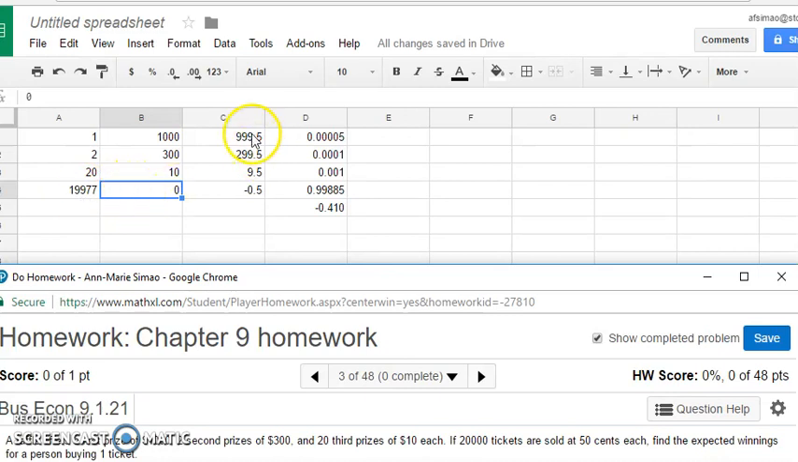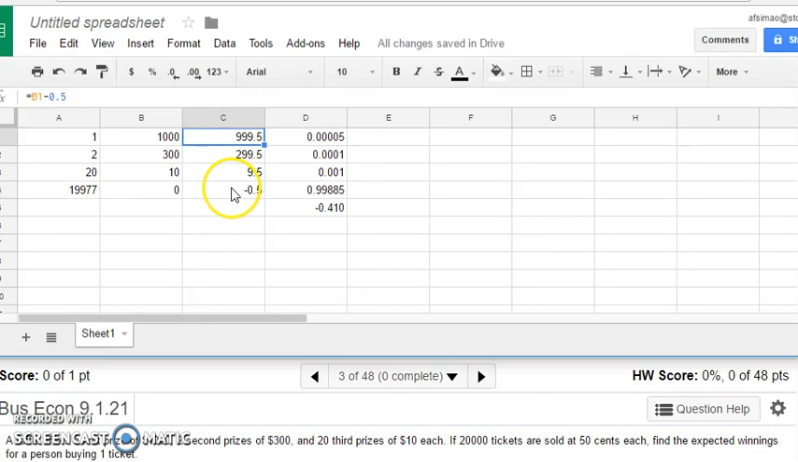But we have to take into account that they actually paid 50 cents for the tickets. So the person winning $1,000 is actually winning $999.50. The 2 people winning $300 are actually winning $299.50. The $10 winners are winning $9.50, and the people who don't win anything are actually losing 50 cents, the price of the ticket. We need to find the probability of each of them.